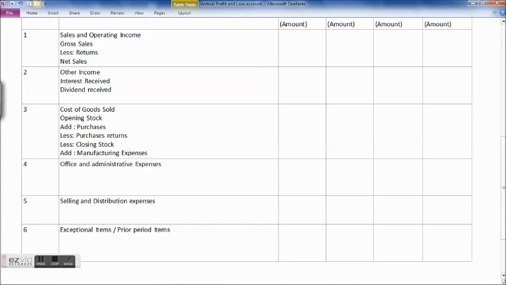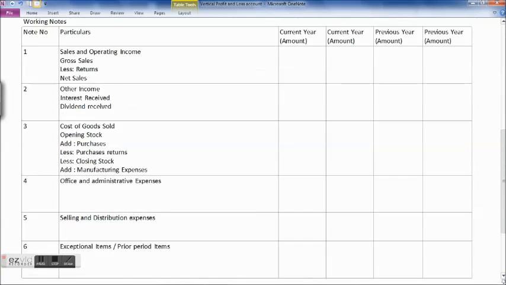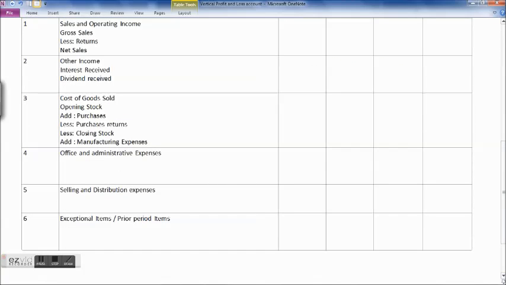Then the next is selling and distribution expenses, point number 5. Selling and distribution expenses will include all your expenses related to selling and distribution. For example, advertising expense, then salesman salary, and incentives given to the salesman for selling and distribution. All these types of expenses are included in selling and distribution expenses.